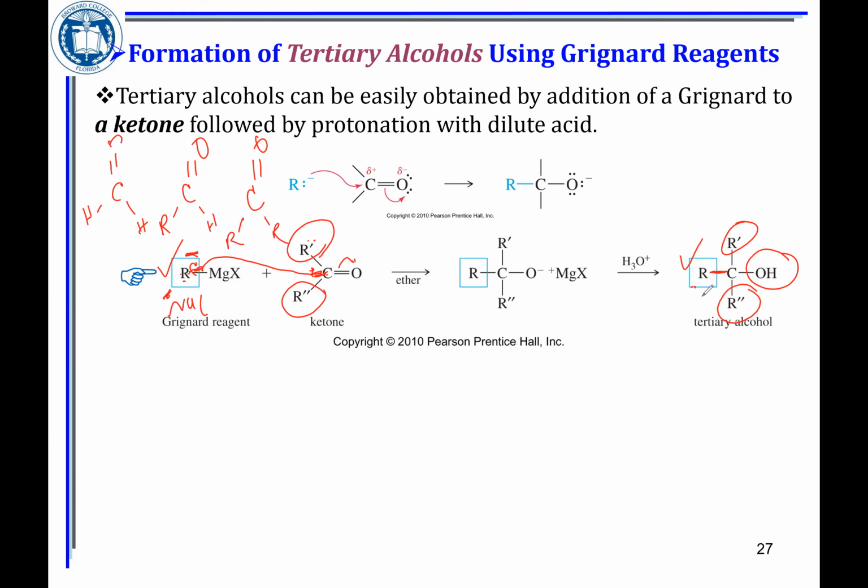So what else do you want to know by heart? If you add Grignard to ketone, you would get tertiary alcohol. So Grignard plus formaldehyde would give you primary, plus aldehyde would give you secondary, and plus ketone, it will give you tertiary alcohol.